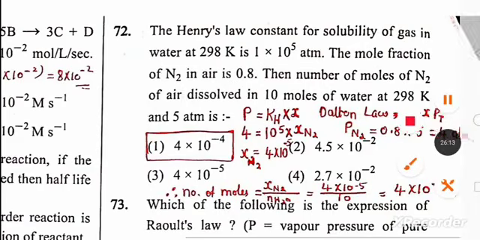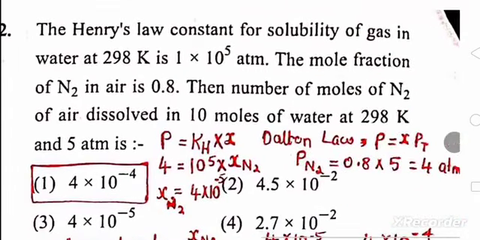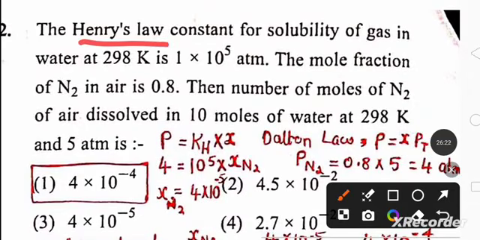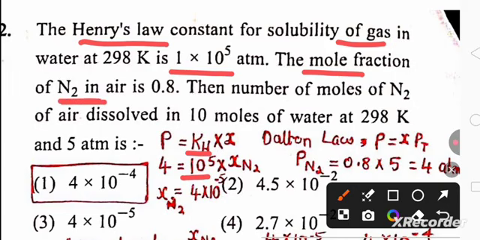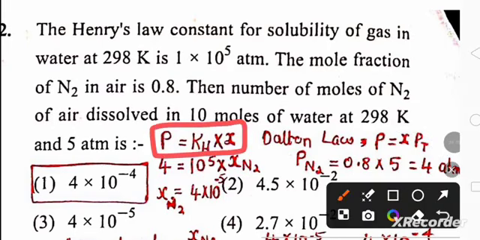Next question from the solution chapter, from Henry's law. So according to Henry's law, the constant value KH is given, that is 1 into 10 to the power of 5. For the solubility of a gas in water, the mole fraction of nitrogen is given. The mole fraction of nitrogen is 0.8. Then find the number of moles of nitrogen from air dissolved in 10 moles of water at 298 Kelvin and 5 atmosphere. So first of all, we know Henry's law relation. Partial pressure of the gas is equal to Henry's law constant into X. So let us find out according to Dalton's law of partial pressure.